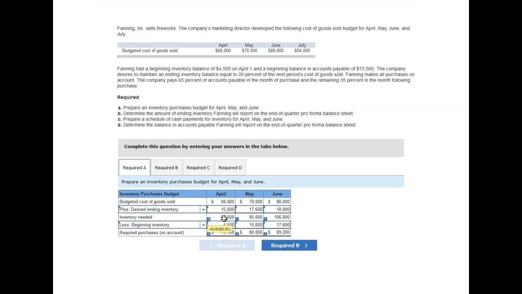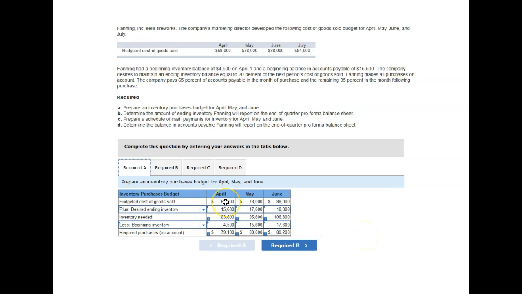Now, do we have to buy all that? No, because we have beginning inventory already on hand going into April of $4,500. So we need in April $83,600. But we already have $4,500. It tells us right here. Subtract, and that means we need to purchase $79,100 during April to be able to satisfy the April amount needed, $83,600.